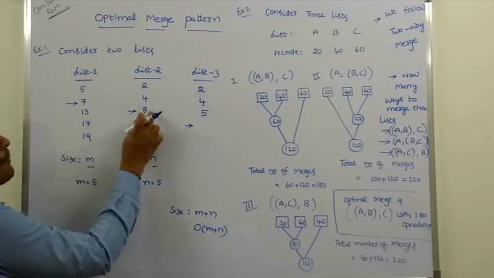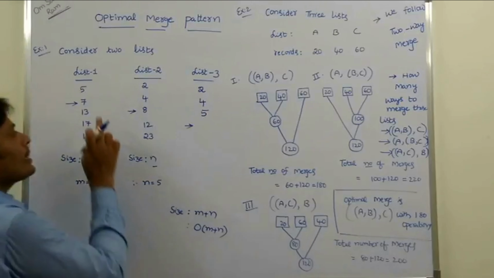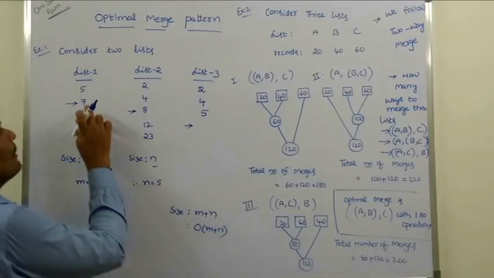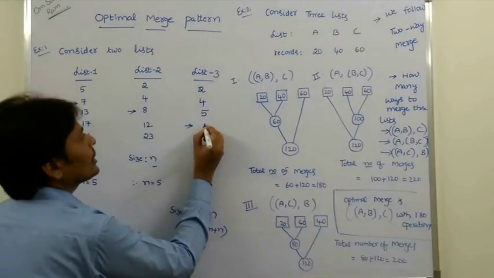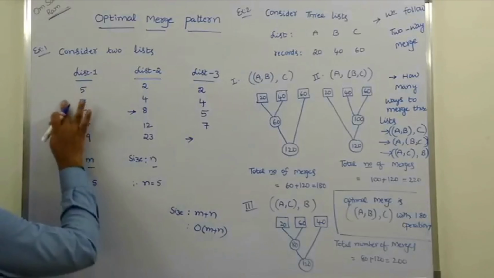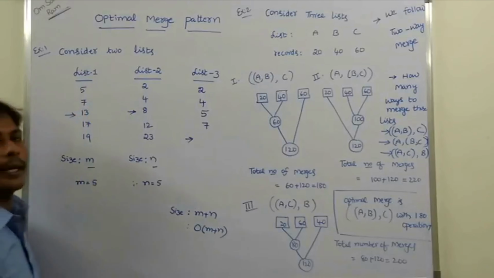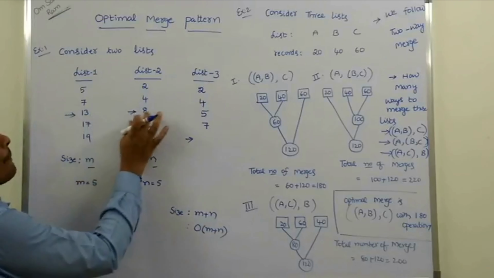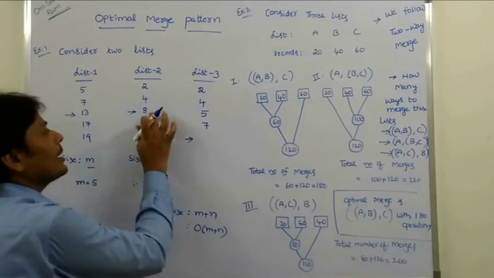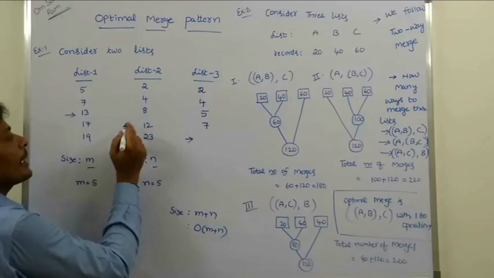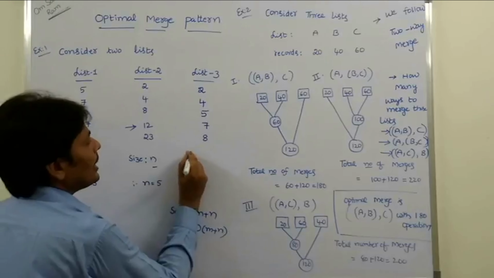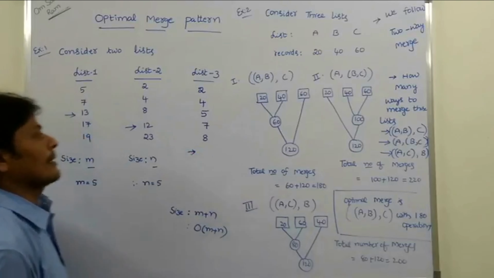Next, 7 is compared with 8. 7 is the lesser value, so the element 7 in list 1 is moved to list 3, and the pointer is incremented in list 1. Next, 13 is compared with 8. 8 is the lesser value, so the element 8 is moved to list 3 and the pointer is incremented in list 2 and list 3.